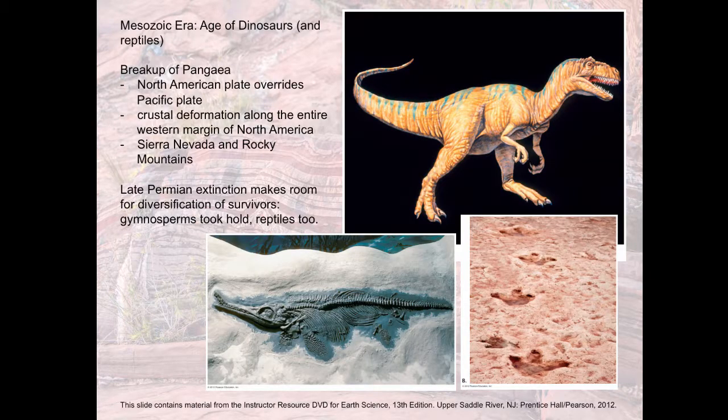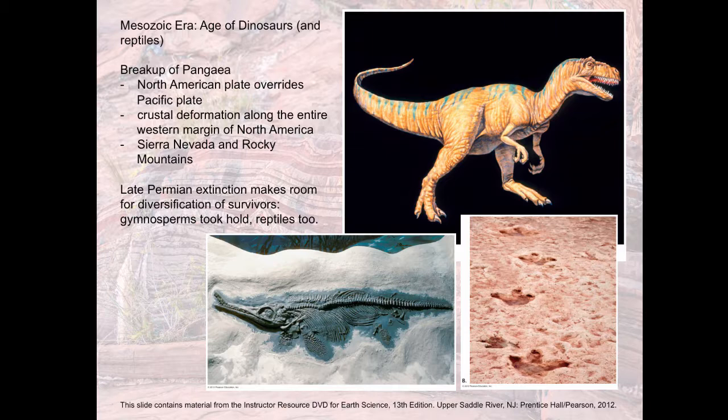Now, the Mesozoic age, or the age of dinosaurs or reptiles, started roughly 250 million years ago at the beginning of the Triassic period and went to about 65 million years. It corresponds to the breakup of Pangaea. The North American plate moves away, starts to override the Pacific plate, where you get crustal deformation and the orogenesis in the North American West. Sierra Nevada and the Rockies form at that point.